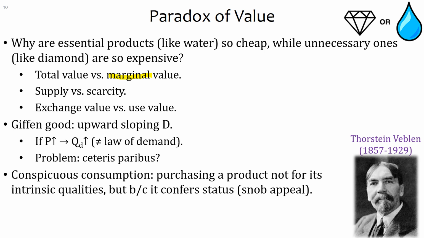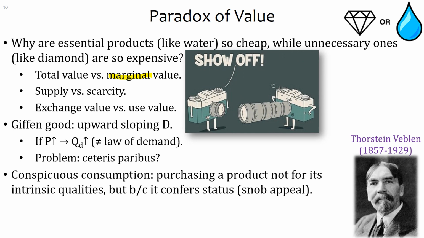Something that's actually cool is this idea of conspicuous consumption, which was brought up by a brilliant economist called Thorstein Veblen at the end of the 19th century. The idea is purchasing a product not for its intrinsic qualities, but because it confers status, or because of the snob appeal. In other words, you can show off. So there are certain products that people buy in order to show off. And what that means is that the actual price is desirable. Not that the price is a hurdle, but the price is desirable because the price gives you this status.